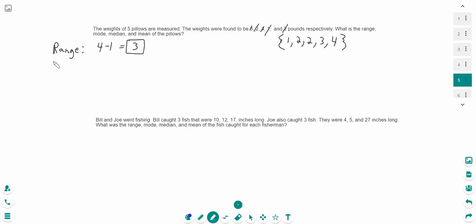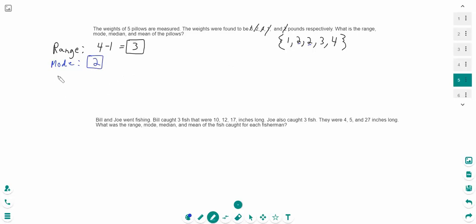Let's try the mode. So the mode in this case is, again, we're trying to find the number that occurs the most often. And in this case, it's a 2, right? Because a 2 occurs twice and everything else only occurs once. So the mode is going to be a 2.